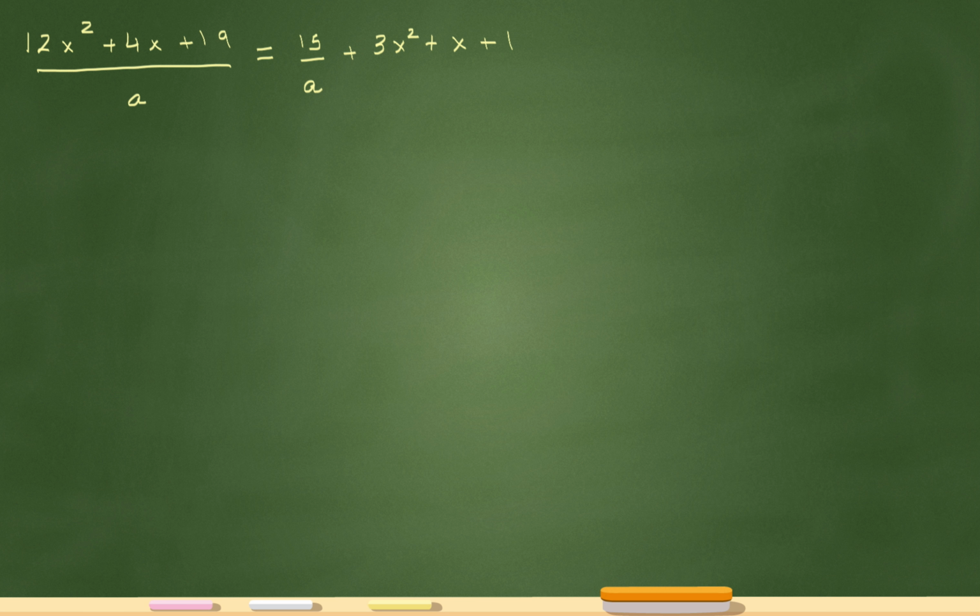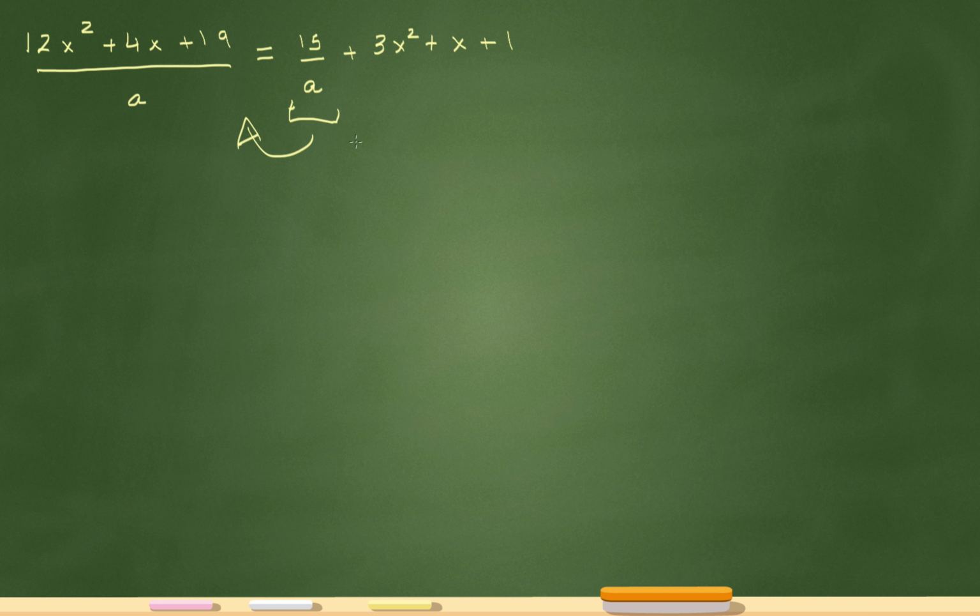So this problem is definitely a complicated algebraic expression. We're solving for a here. So let's figure out how we can start it off. As soon as I looked at this problem, I saw this 15 over a. It seemed like it belonged over here rather than over here.